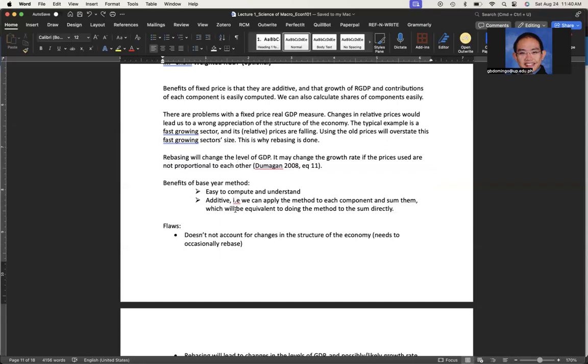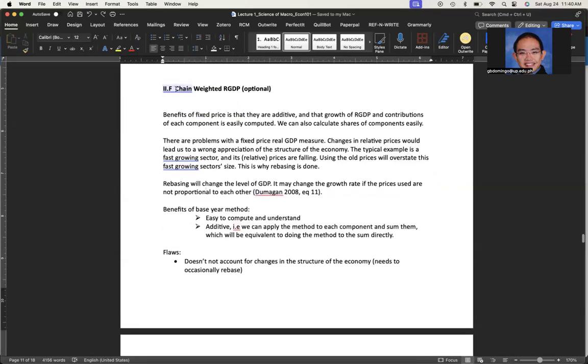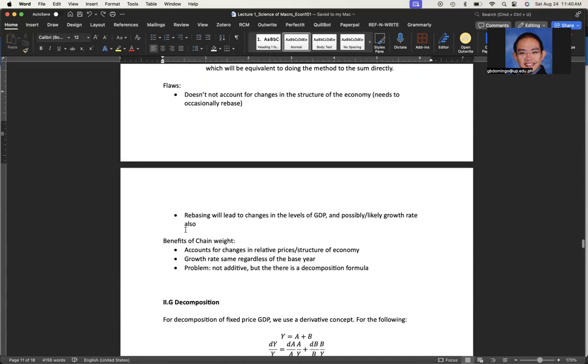In response to these difficulties with fixed price and the need to rebase it every so often, a concept called the chain-weighted real GDP was created. Okay. And the benefits of the chain-weighted real GDP: it accounts for changes in relative prices and structure of the economy. The growth rate is the same regardless of the base year. The problem is it's not additive, but there is a decomposition formula.